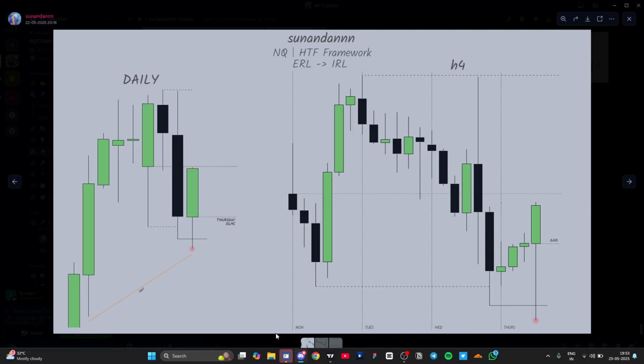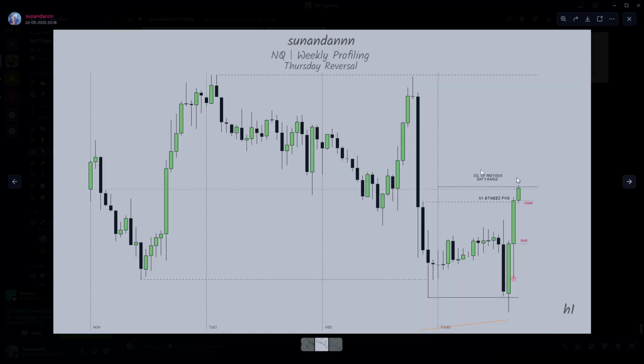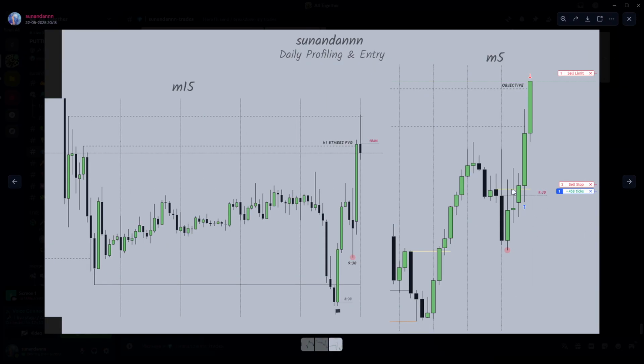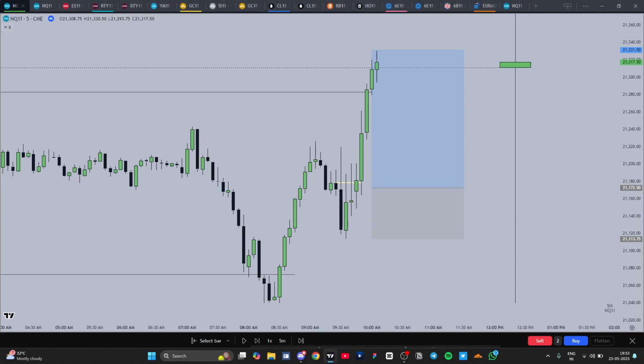Now narrative from daily and H4: previous day low sweep back inside the range, weekly profiling and daily profiling as well. Framing the daily candle's profile away from the established reversal point towards the objective. This was my position. This is what I framed, which I showed here.